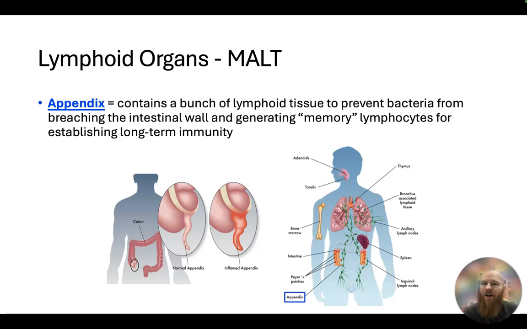And then we've got our appendix. So this is going to be where we contain a bunch of lymphoid tissue. It helps prevent bacteria from breaching intestinal walls and generating a sort of memory for certain types of bacteria and pathogens for our lymphocytes. And this helps establish more long-term immunity.